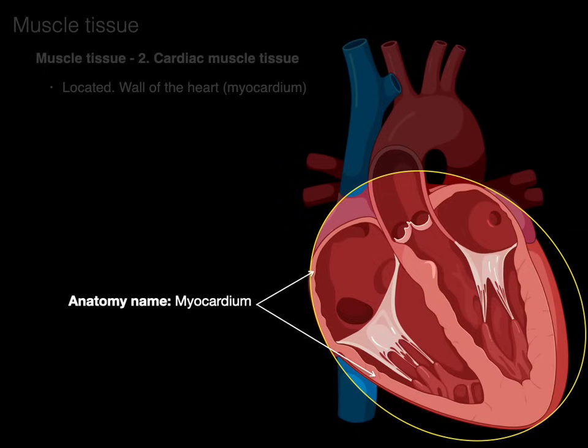So the anatomy name is myocardium. The histology name is cardiac muscle tissue. All right, now smooth muscle is involuntary and it's non-striated.